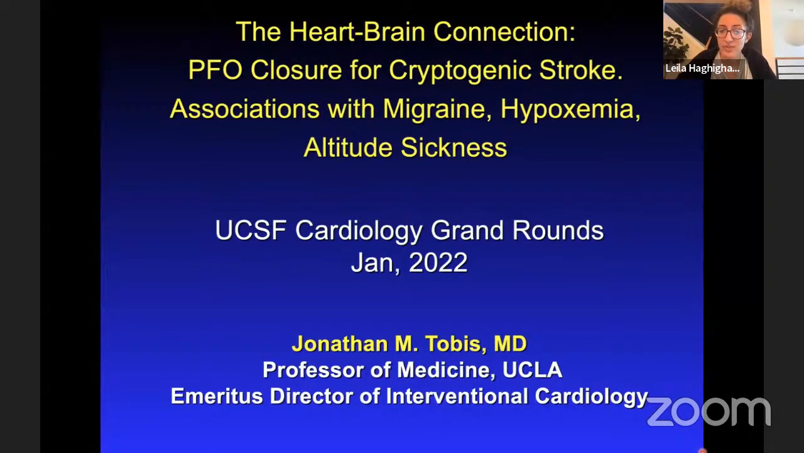For the past 20 years, his research has been in the management of patent foramen ovale, which is what we're going to hear more about today.